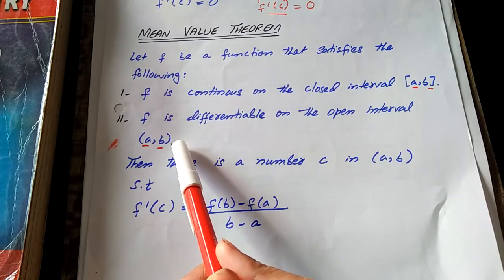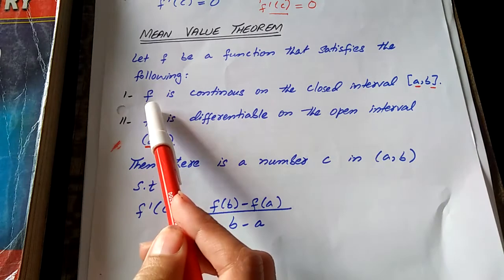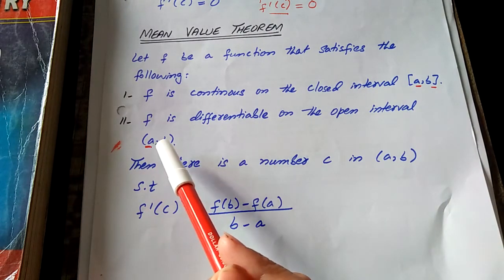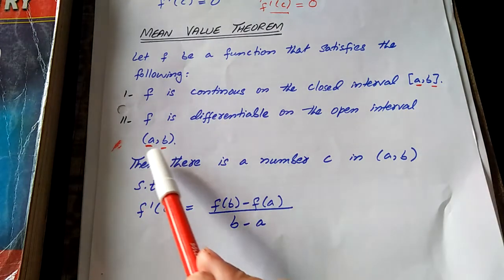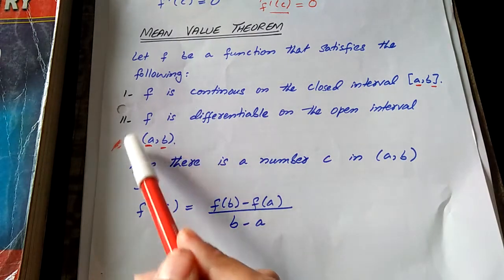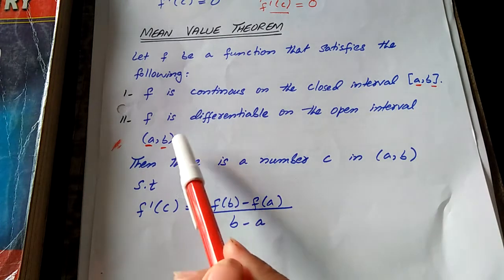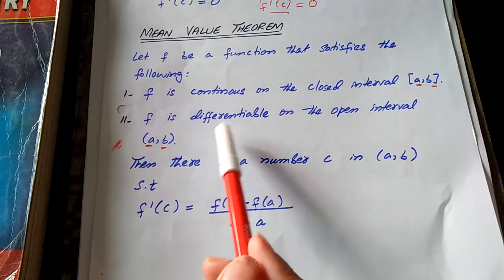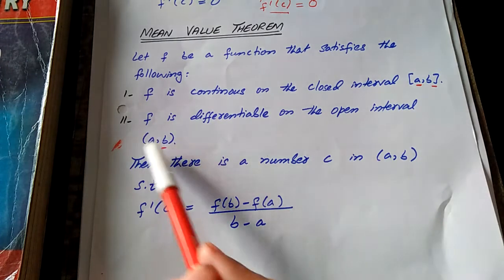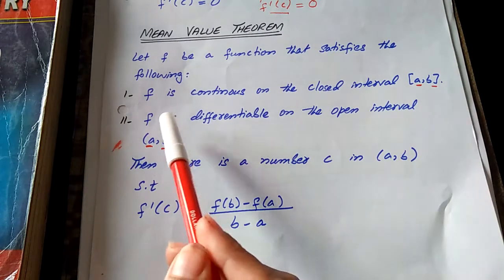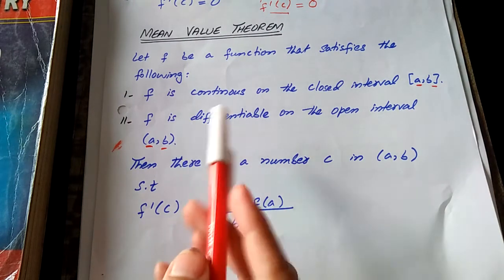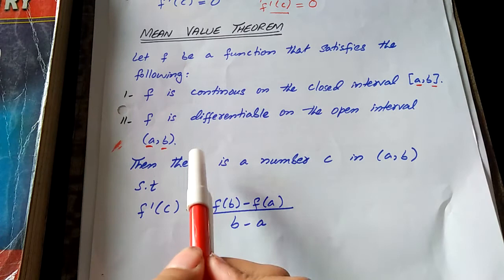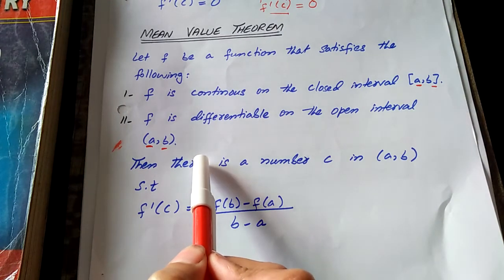For checking this postulate, we have to take the derivative of the function. Take the derivative of f, get f dash of x, and then check on this interval whether it has all defined values or not. If f dash of x is undefined at any value in this interval, it means f is not differentiable, and we will stop here and say that the mean value theorem is not valid.